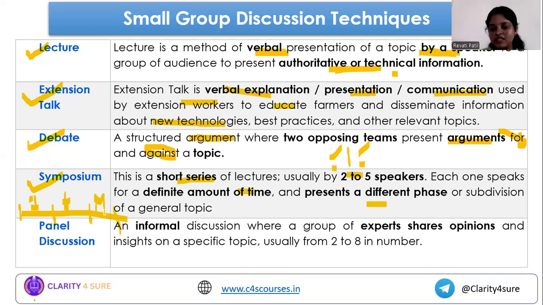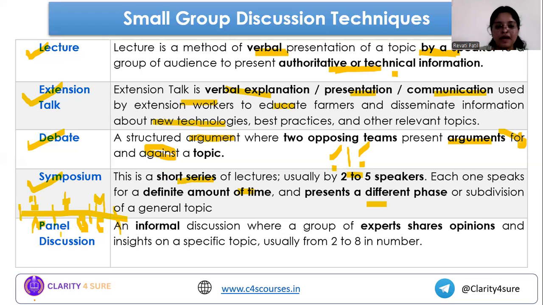So 3 different speakers are going to take these 3 different parts. A is going to take individual, B is going to take group, and C is going to take mass contact methods, right? So we divided the lecture into a short series of lectures, and each speaker is going to take that subdivision and present that topic for a definite amount of time.